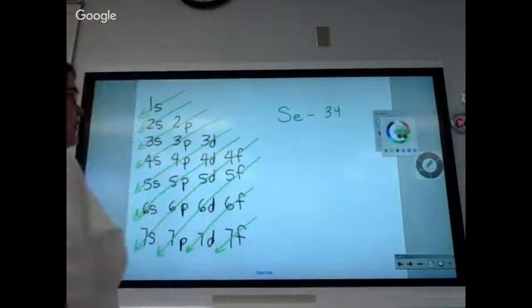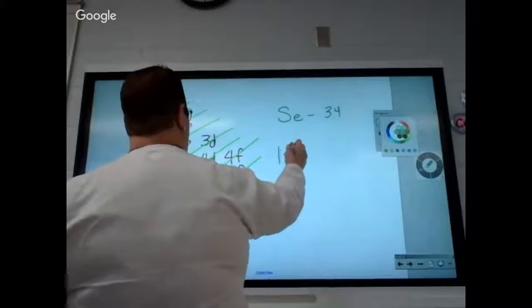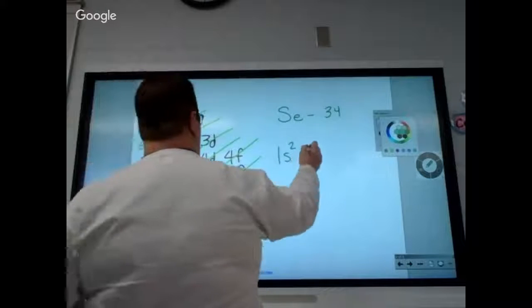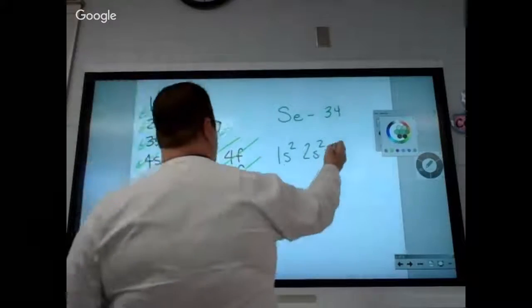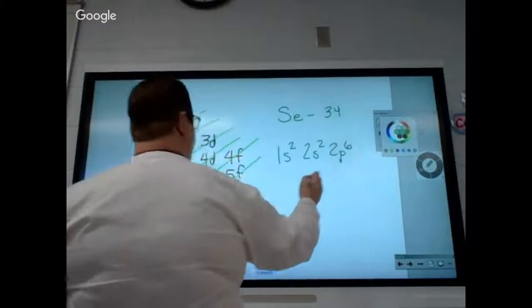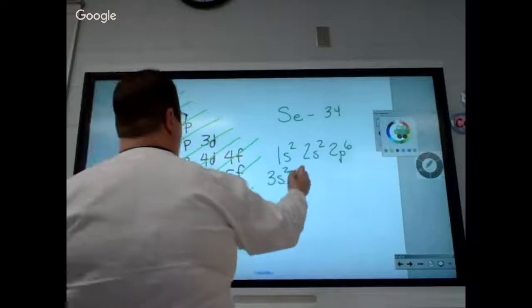So, what's the first thing in the chart? How many electrons can it hold? All right, what's next? How many can it hold? Next? How many can it hold?